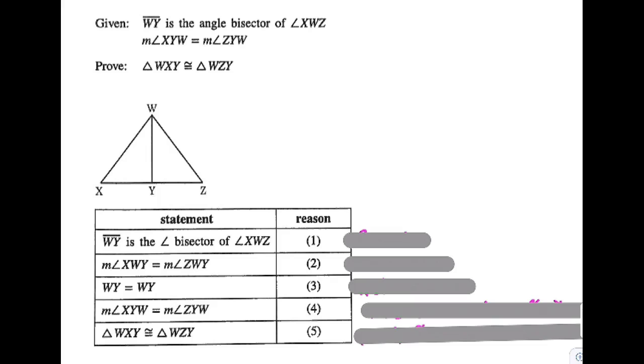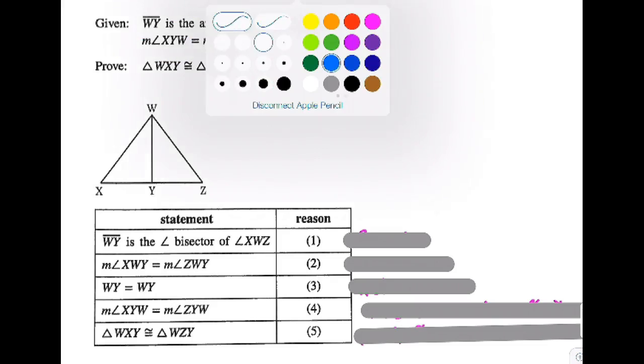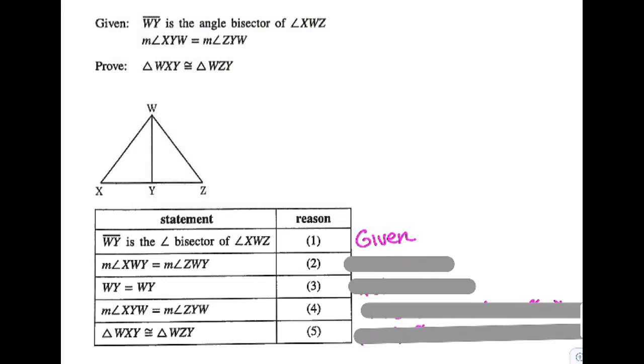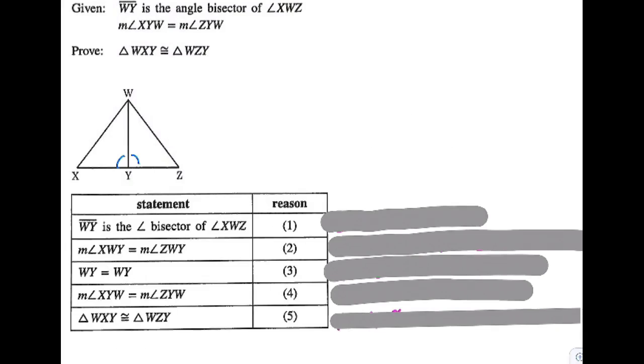WY is the angle bisector of XYZ. It's written up here. It's the givens. So the first one is given. Now you've got to be careful not to mix up the XWYs and the XYWs here. The next statement says the measure of XWY is congruent to ZWY, which is the top angle way up here.